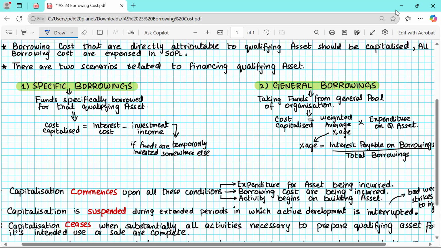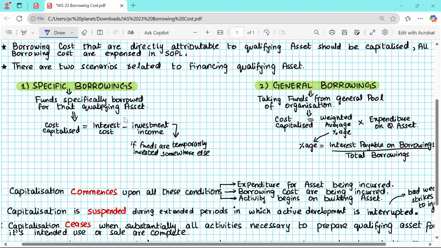Now how do we deal with specific borrowings? How do we capitalize the cost? The cost capitalized is interest cost minus investment income. Now comes another confusion: we just talked about the borrowing cost, and we said that the interest cost we capitalize, but what is this investment income which we need to deduct? This investment income is the income that you have earned if funds were temporarily invested somewhere else.